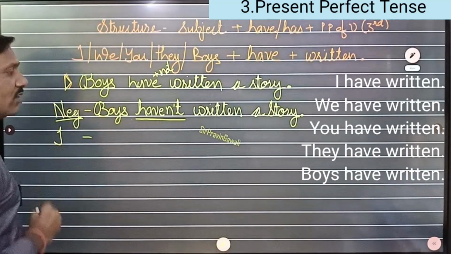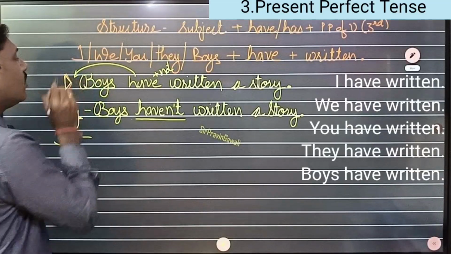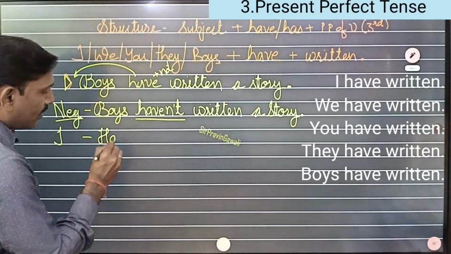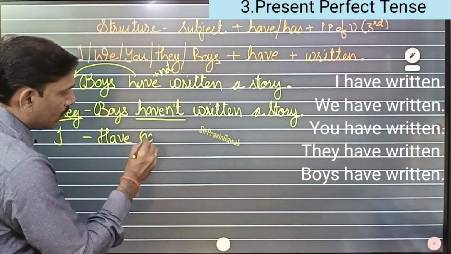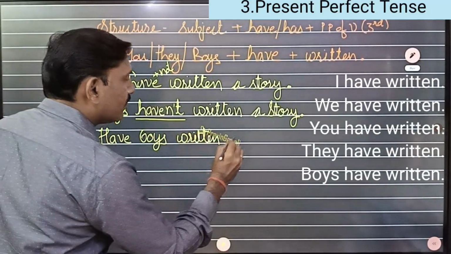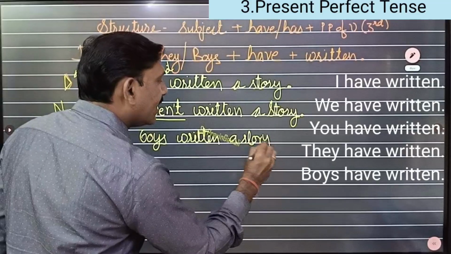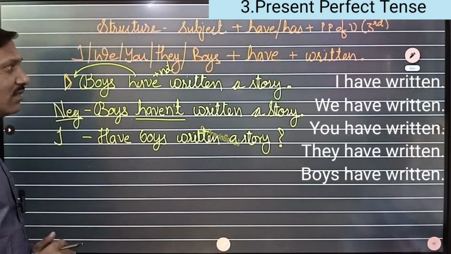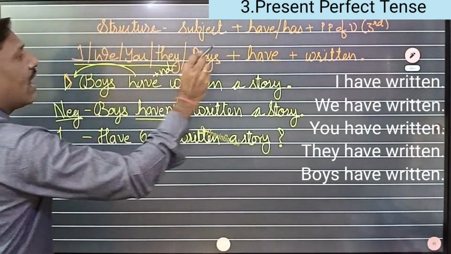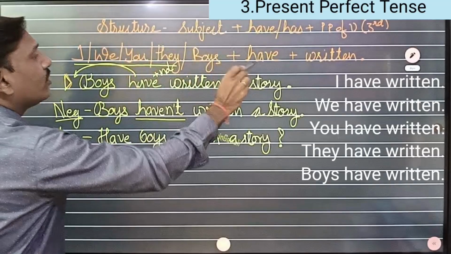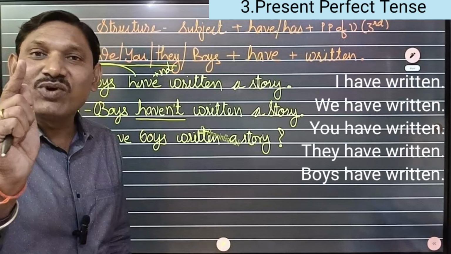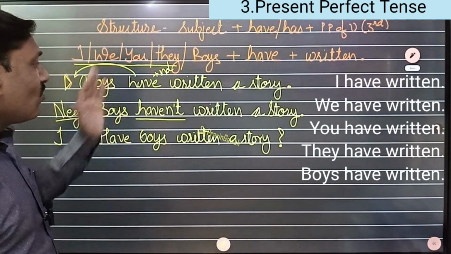Now, how to make it interrogative? We know that we have to invert the helping verb in front of the subject. For example, have boys written a story? And at the end, what we have to do, students? We have to put a question mark. Understood, students? Now, students, you can do the sentences with the help of these pronouns. I have written, we have written, you have written, they have written, and you can make the negative and interrogative of all the sentences. You can type your answer in the comment section without fail. Yes, students, have understood this much?